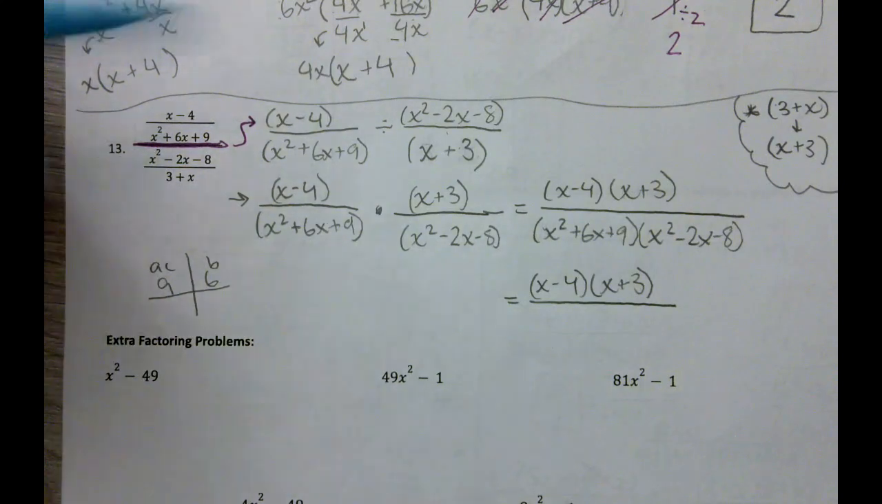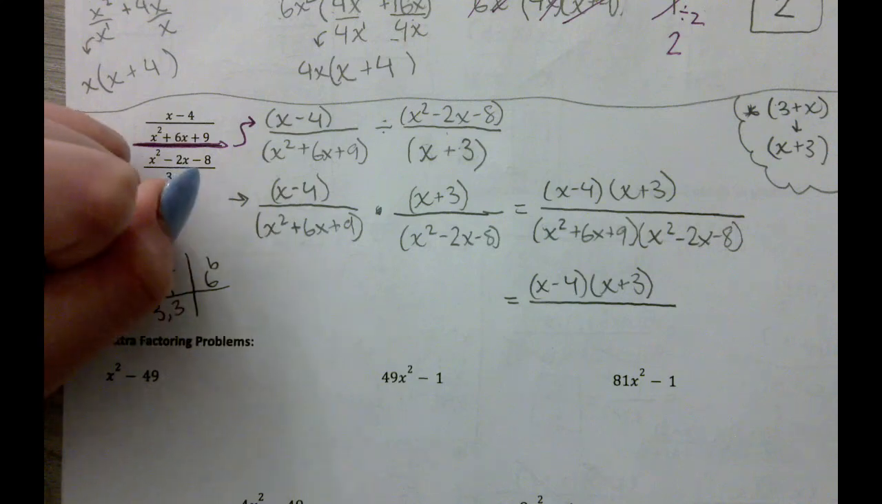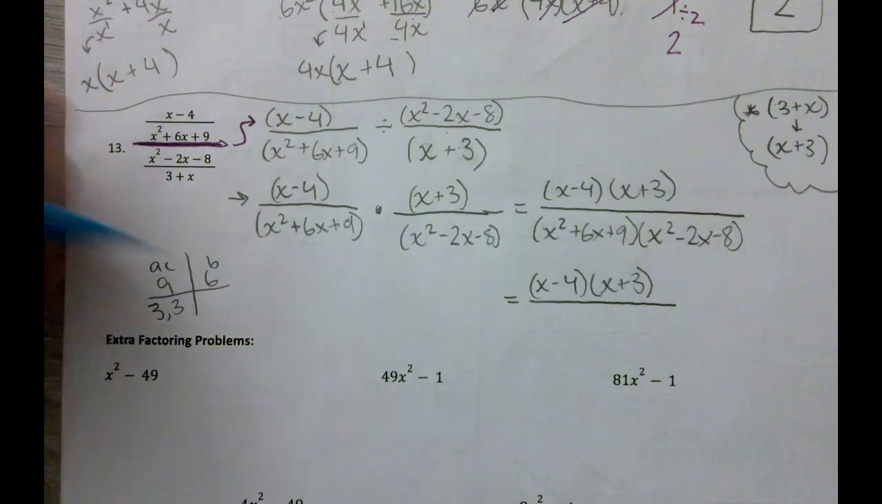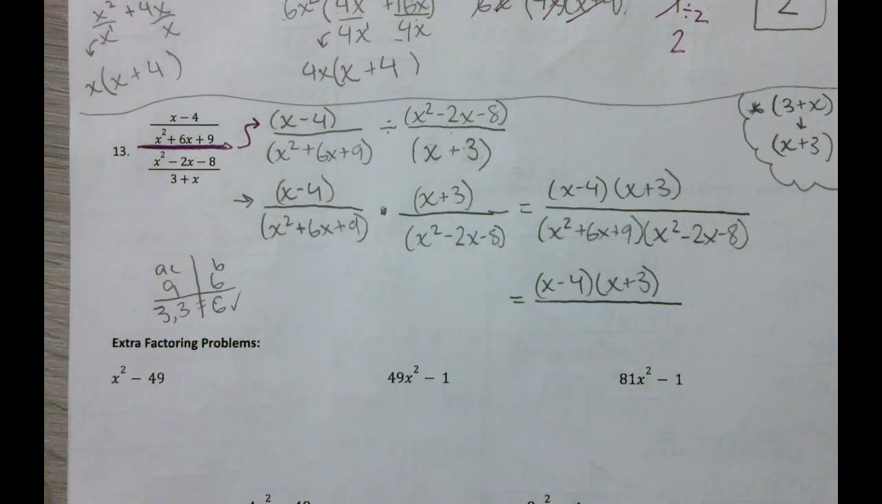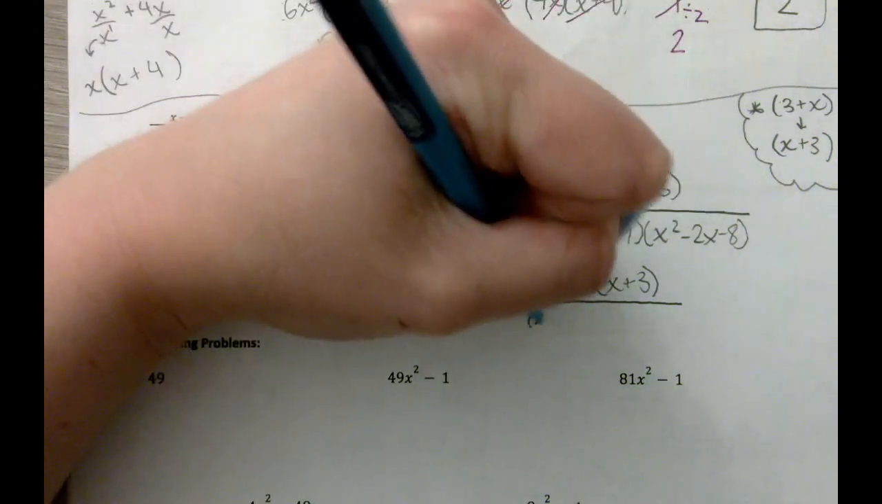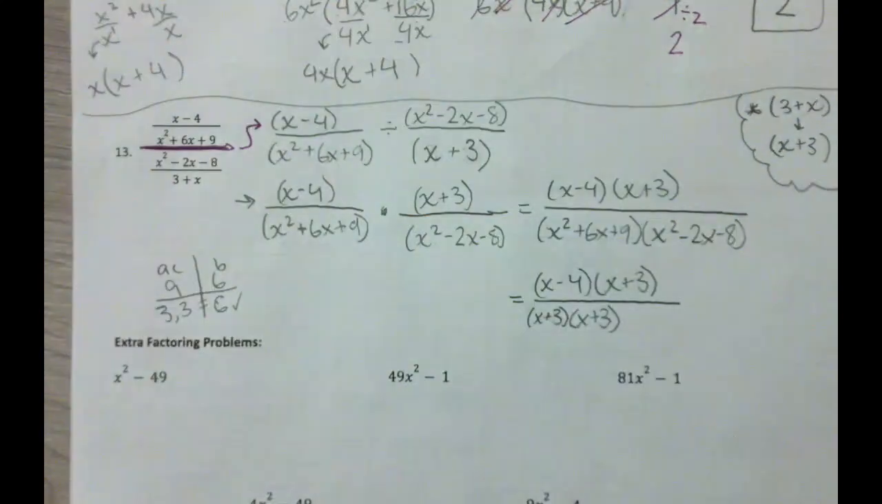Now, if you think about it, the factors of 9 are 3 and 3. The other option is 1 and 9, and we can't get 6 from that. And we know 3 plus 3 is 6, so automatically that is what we need. X plus 3, you do need to write it twice.